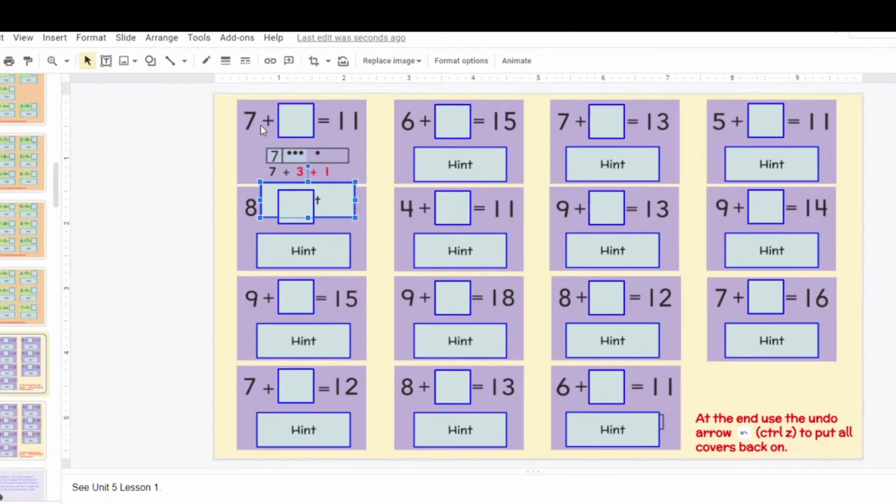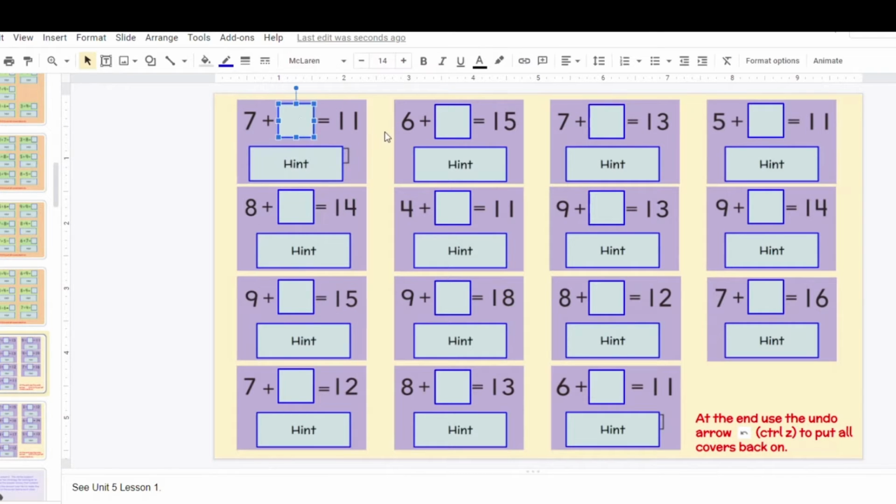So 7, add 3 more, makes a 10. 1 more makes 11. Okay, 7 and 4 makes 11. Class, what's our answer? 4. Let's try another one. 8 plus unknown equals 14. 8 and how many more make a 10? 2. How many more from 10 to 14? 4. 2 and 4 make 6. Let's say it together. 8 and 6 equals 14.